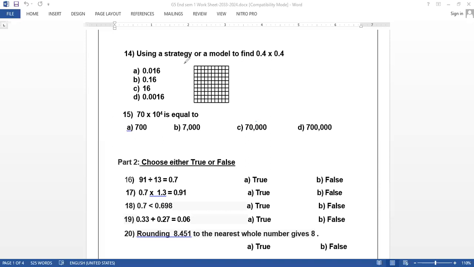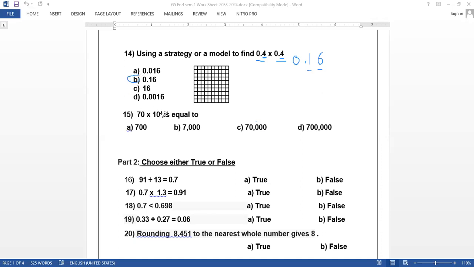Now, using a strategy or model to find 0.4 by 0.4. If you multiply 4 by 4 equals 16. Now, this has one decimal place and this has one decimal place. So, you need to put the answer after two decimal places. Because here I count 1, 2, then I put the dot and I put 0 here. So, the answer is B.